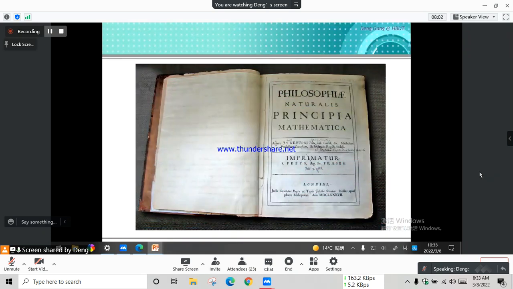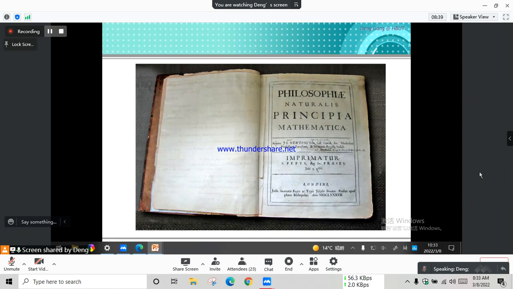So this is a very famous book, which is called Principia. Originally, it's not written in English. It's written in Latin, because at that time, Latin was the language used in the academic world. But at that time, English was not that widely used.